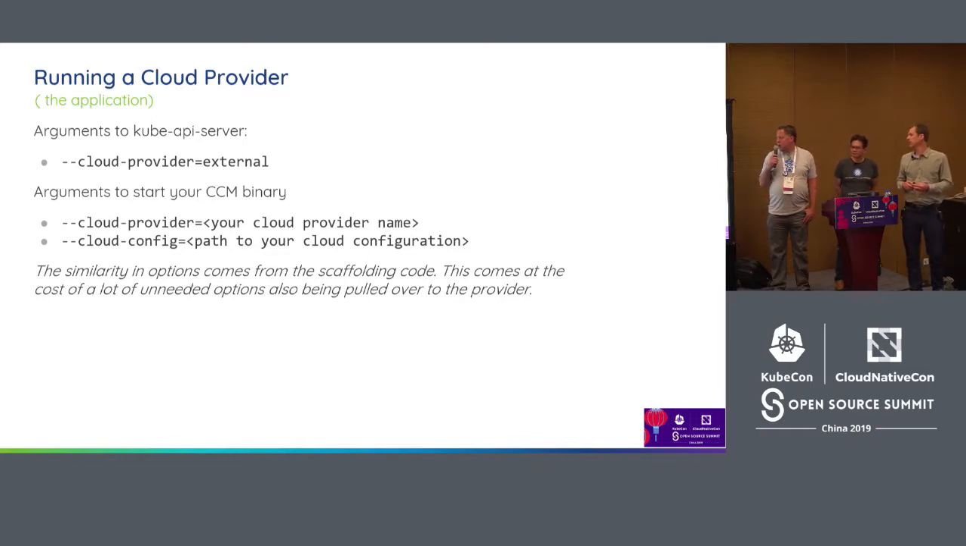And one quick note, the cloud provider external is actually a flag that not only the Kube API server, but the KCM, the Kube controller manager, and the kubelet also need that flag set. Yeah, they all need to be aware that the cloud integrations are being handled by an external provider in an external binary.